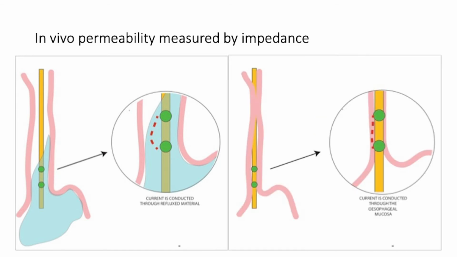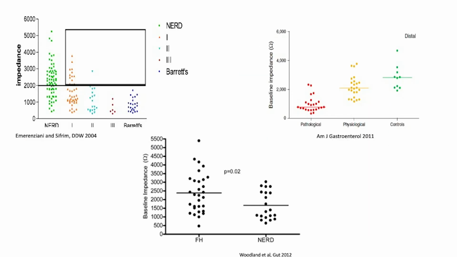In the empty esophagus, when there are no swallows or reflux events, the catheter is lying up against the mucosal surface. In this situation, it's the mucosa itself which is conducting current. Here we are back to the principles of the Ussing chamber experiment. If the epithelium is more permeable, ion flow can occur more easily and the impedance will be lower. We saw earlier that acid exposure increases the permeability of the esophageal mucosa.